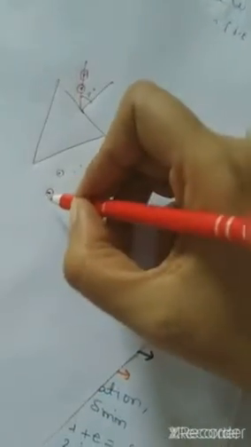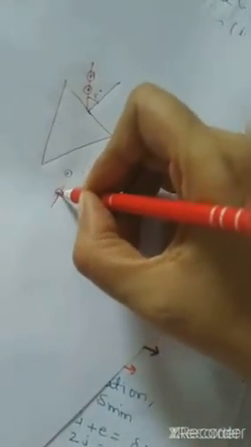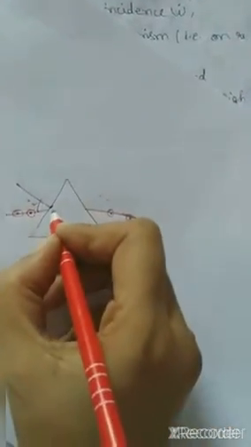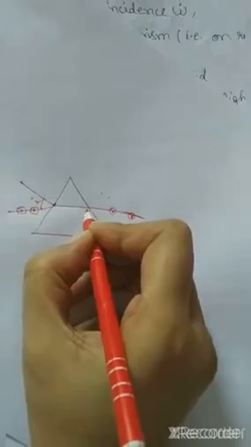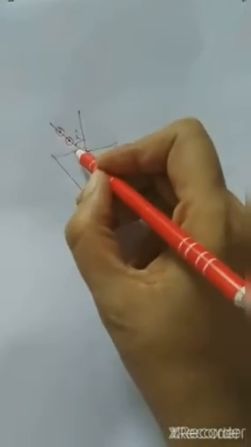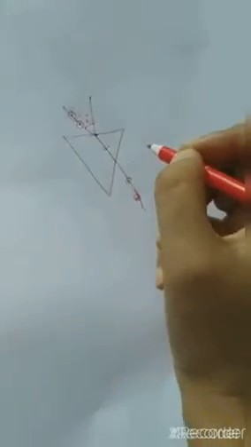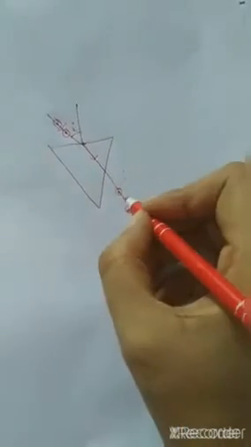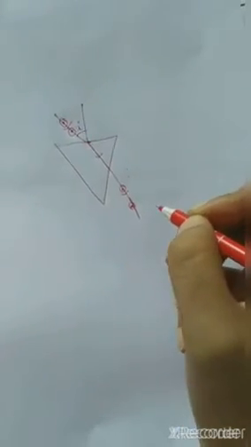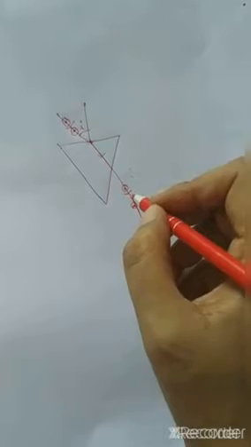So just join these 2 points, and then inside just join this line. Clear? So this is what you will get. Now this will become your incident ray, this will be your refracted ray, and this will be the emergent ray.